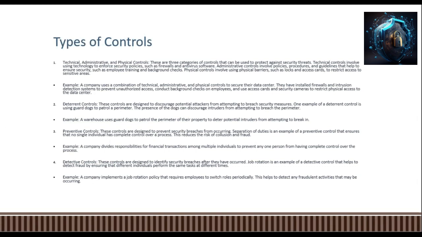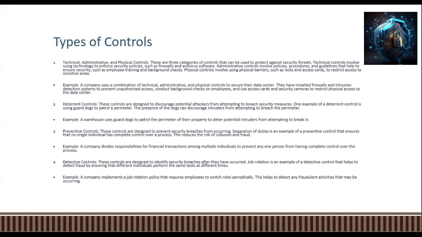Example, a company uses a combination of technical, administrative, and physical controls to secure the data centers. They have installed firewalls and intrusion detection systems to prevent unauthorized access, conduct background checks on employees, and use access cards and security cameras to restrict physical access to the data center.